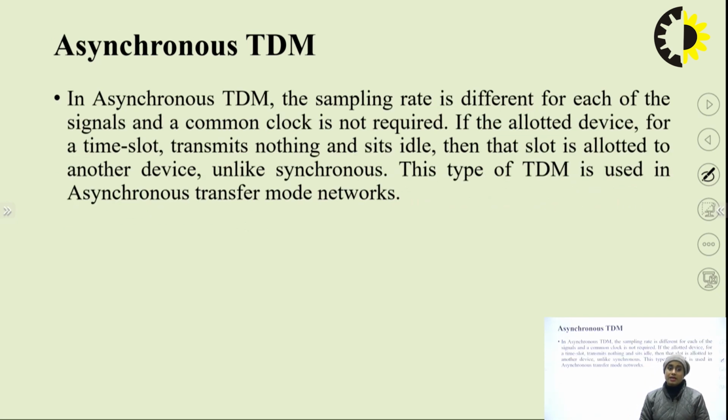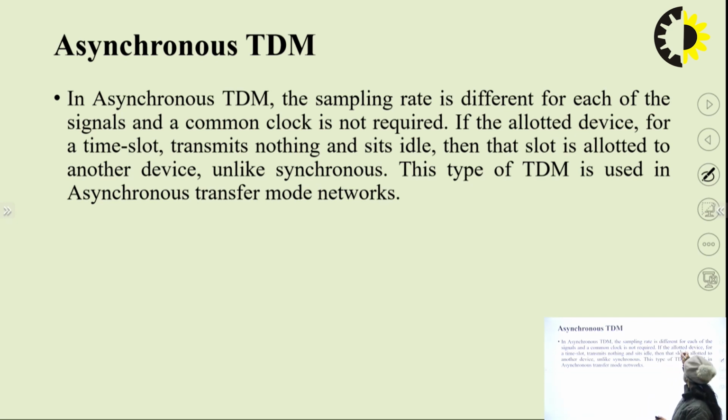If I talk about asynchronous TDM, here the sampling rate would be different for each of the signals, and a common clock is not required, right? So signals with different sampling rates can be accommodated in a single channel.